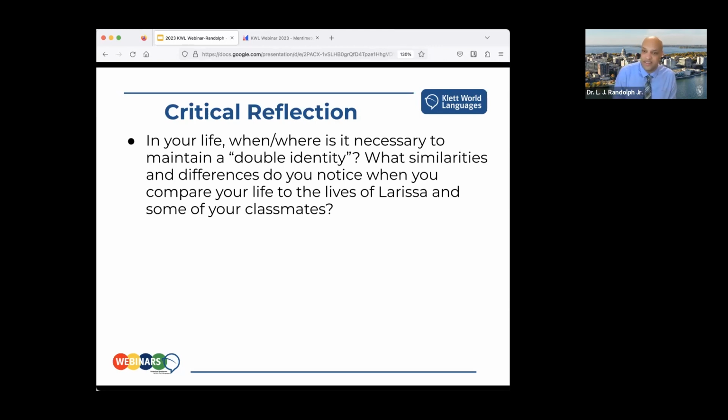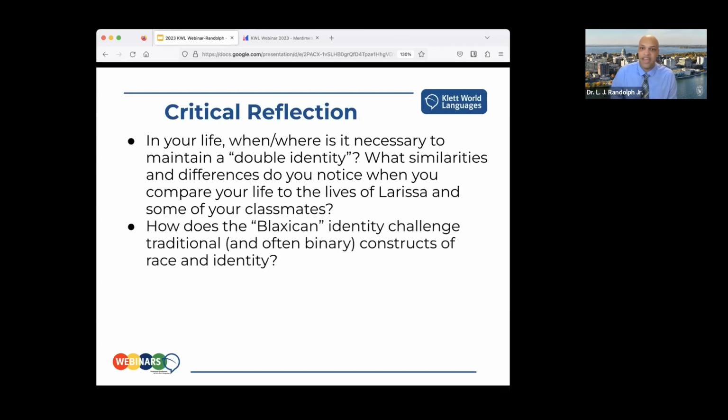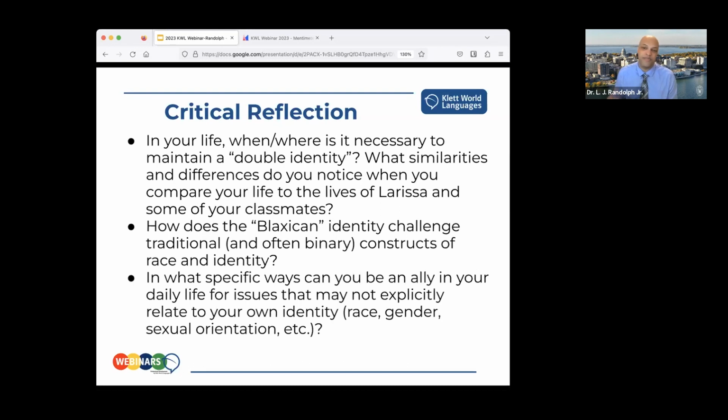So when in their own lives is it necessary to maintain a double identity? Do they notice any similarities and differences with the people that we have examined with this particular lesson sequence? How does this identity challenge the way that we often think about race in binary Black and white terms, right? And in what specific ways might they position themselves as an ally in their own daily lives for issues that may not explicitly relate to their own identity, be it race, gender, sexual orientation, etc.?